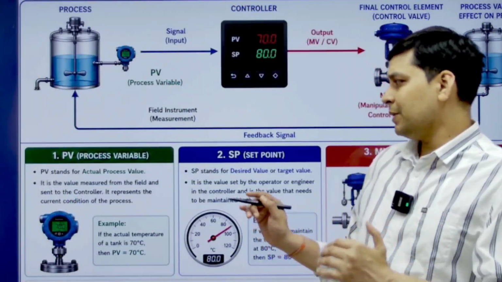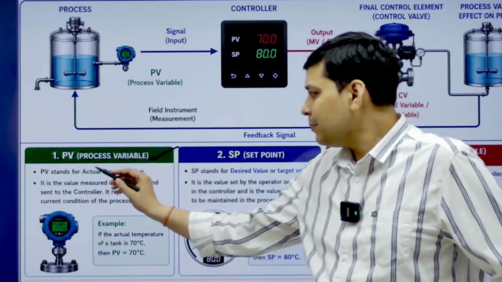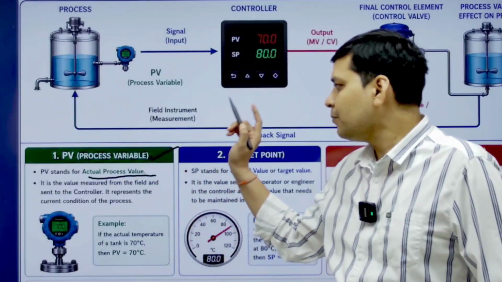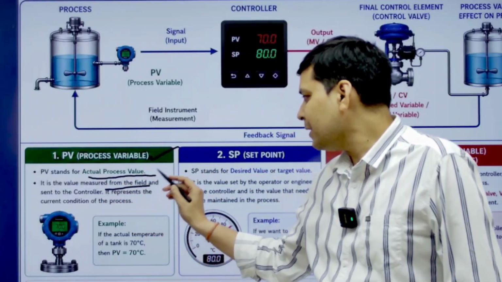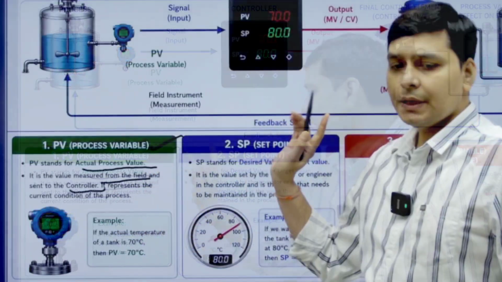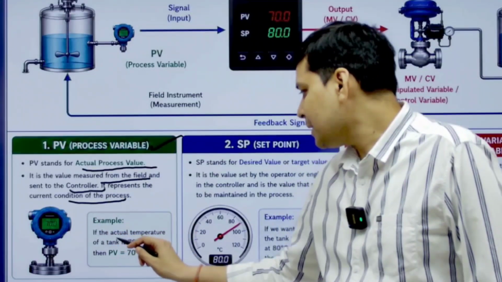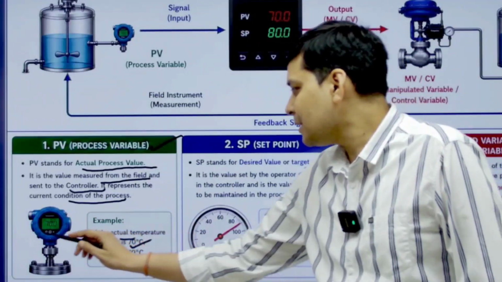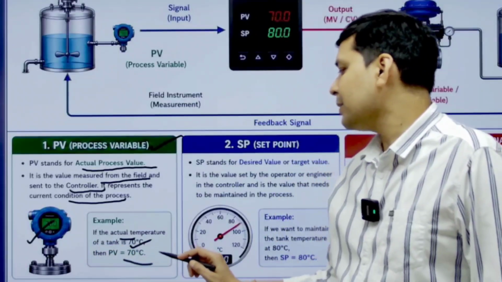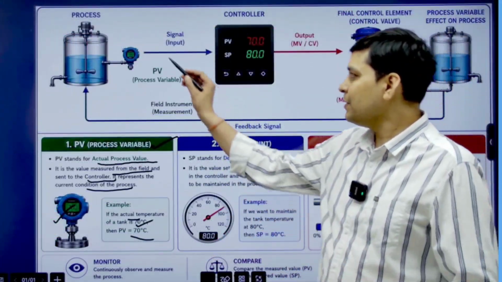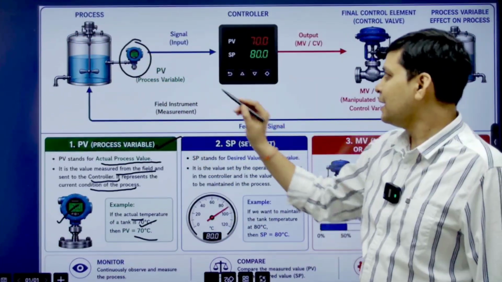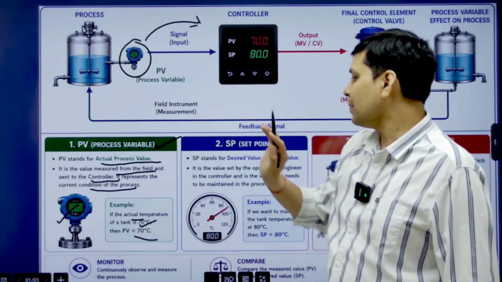If we talk about the PV, PV is process variable and PV stands for actual process value. It is the value measured from the field and sent to the controller. It represents the current condition of the process. If the actual temperature of the tank is 70 degrees Celsius, then PV will be 70 degrees Celsius. Here PV is measured from the sensor, then the signal is sent to the controller.